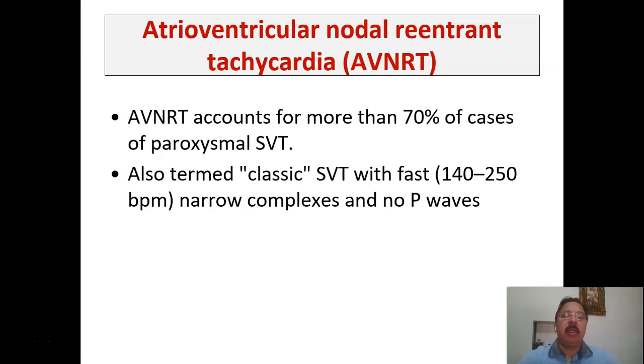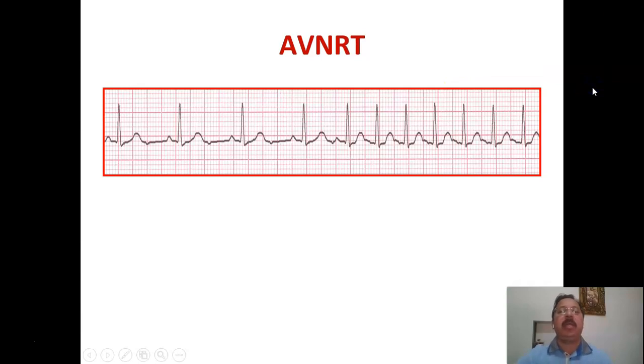So another mechanism of supraventricular tachycardias that are narrow complex is atrioventricular nodal reentrant tachycardia. This type of tachycardia accounts for more than 70% of cases of paroxysmal supraventricular tachycardia. It's also known as classical SVT, where the heart rate will be from 140 to 250 beats per minute, and QRS complexes are narrow with no P waves. Look at this ECG.